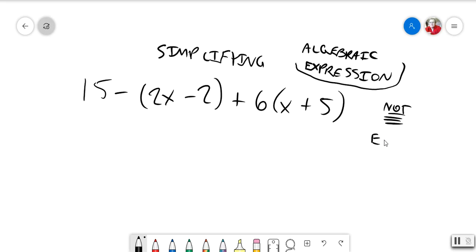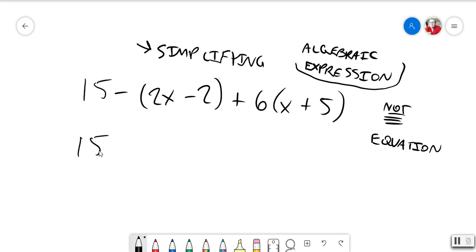an equation. An equation always has it equal to something, which means you have an equal sign. There is no equal sign here, so it's not equal to anything, so that means it's not an equation. So that tells you you are not going to end up with x equals something. You can never figure out what x is just from an expression. You have to have an equation. All you can do with an algebraic expression is to simplify it.